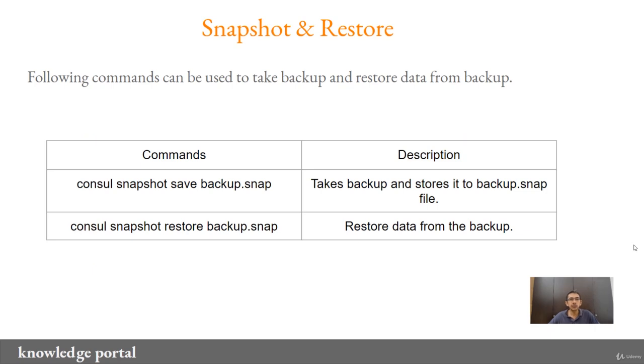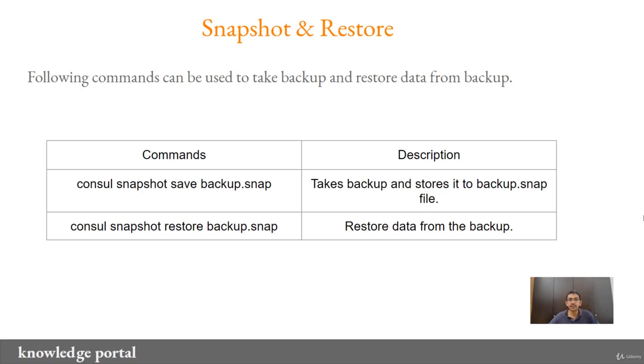So let's quickly look into the commands for snapshot and restore here. In order to take a backup, you can run consul snapshot save, followed by the file name where your backup snapshot should be saved. In this case, it is backup.snap. If you want to restore from this specific backup, you can run consul snapshot restore followed by the name of the file where the backup is stored. So the only difference between the two commands is save and restore. So it is very easy to remember.